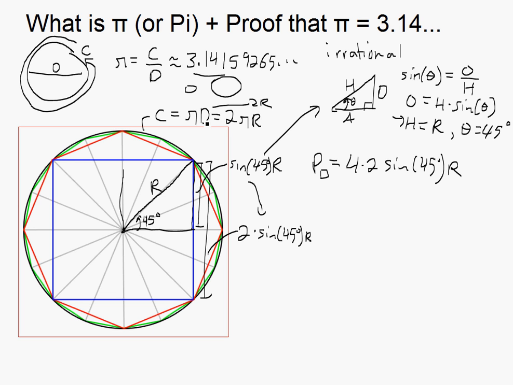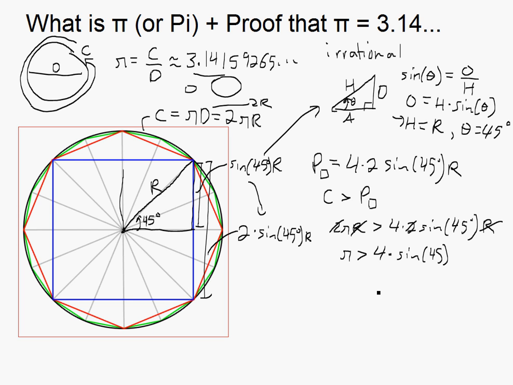Now if we compare, the circumference c of the circle has to be greater than the perimeter of the square, and you can clearly see the perimeter of the square is going to be less than that. So if we add in the variables, we get 2 pi r is greater than 4 times 2 sine 45 degrees times r. Now if you cancel the 2 and the r, you're left with pi is greater than 4 times sine 45. And this happens to be equal to, if you put it in a calculator, 2.828, and it keeps going on. And as you can see, this is less than what we were familiar with, 3.14.